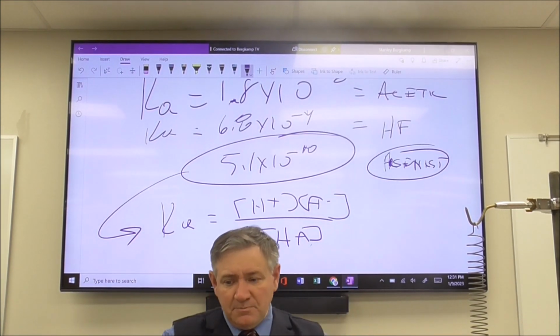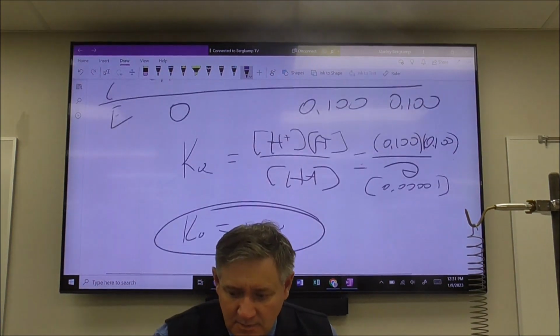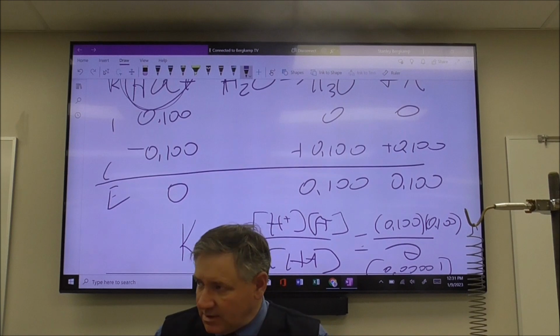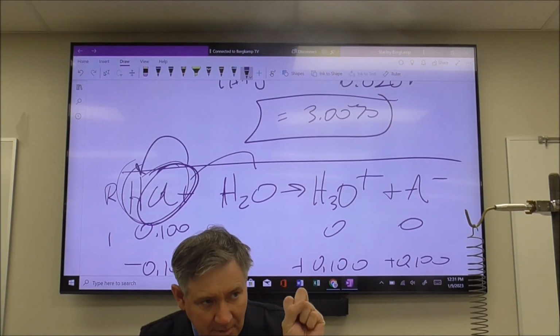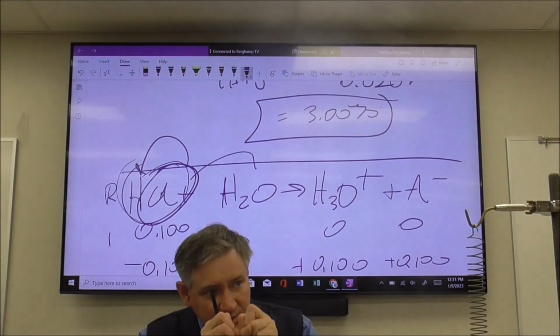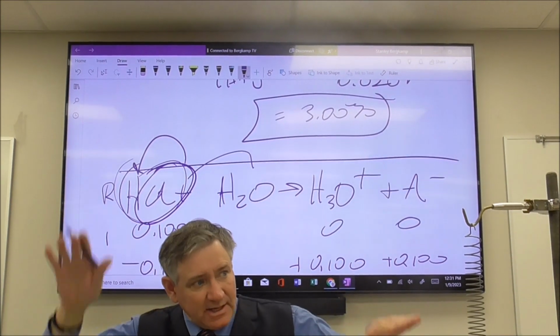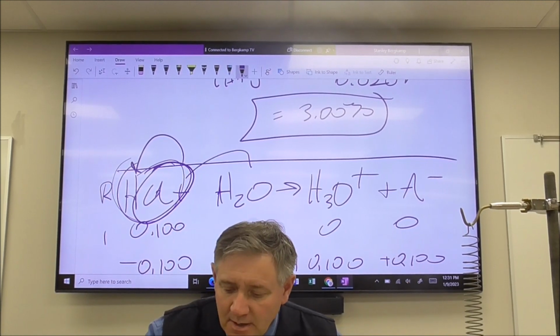So the stronger the bond between the anion and the hydronium ion, the stronger that bond is, the less it's going to ionize. The weaker the bond is, the more it ionizes. So that's that dichotomy. Okay?